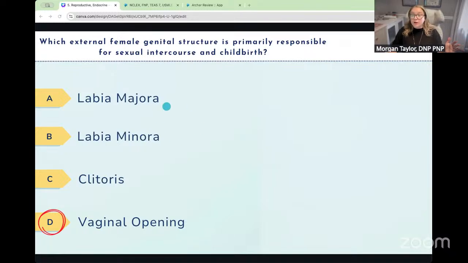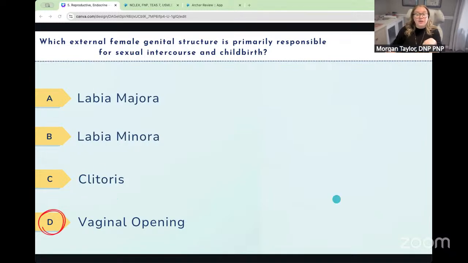Labia majora, remember, that's protecting our internal organs. There's fewer nerve endings there. It's more about protection. And the labia minora is still about protection. It's creating that hood around the clitoris as well as extending downward to protect over that urethra.